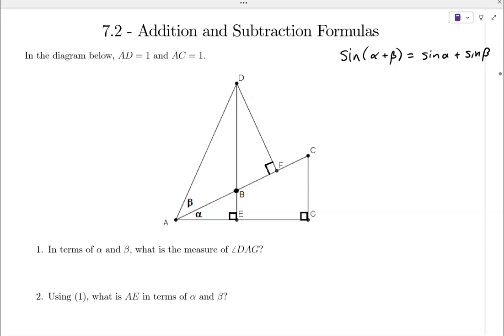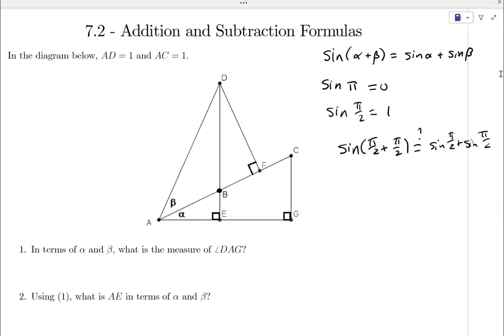Okay. For example, what is sine of pi equal to? 0, right? What's sine of pi over 2 equal to? 1. Is this equal to this? No, this is 0 and this is 2, right? Okay. So the sine does not distribute over a plus sign.